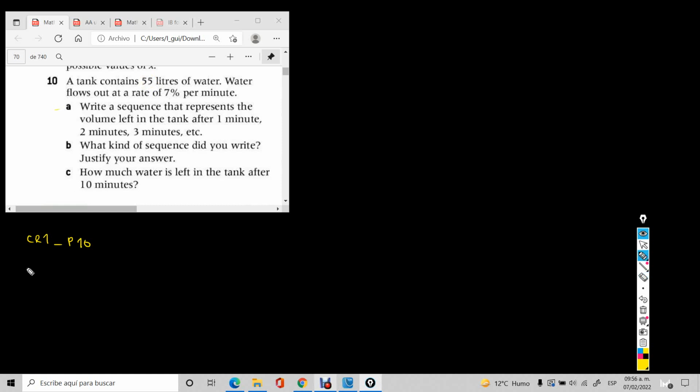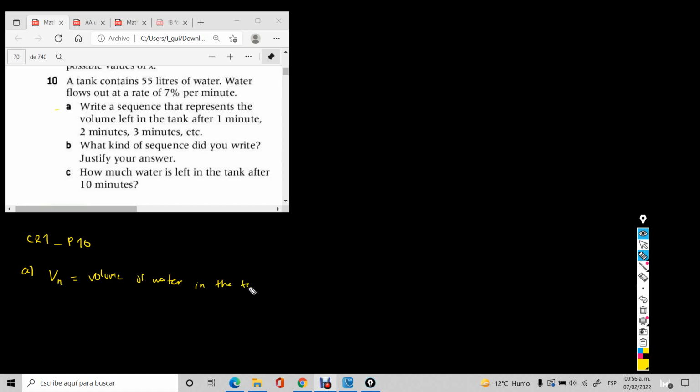So let's go over the 5 questions. Write a sequence that represents the volume left in the tank after 1 minute, 2 minutes, 3 minutes, etc. Basically, they want me to find a sequence that represents the volume of water in the tank after 1 minute of being open, after 2 minutes, and so on. So I'm going to represent that. I'm going to write this V_n, and I'm going to say that this is the volume of water in the tank.